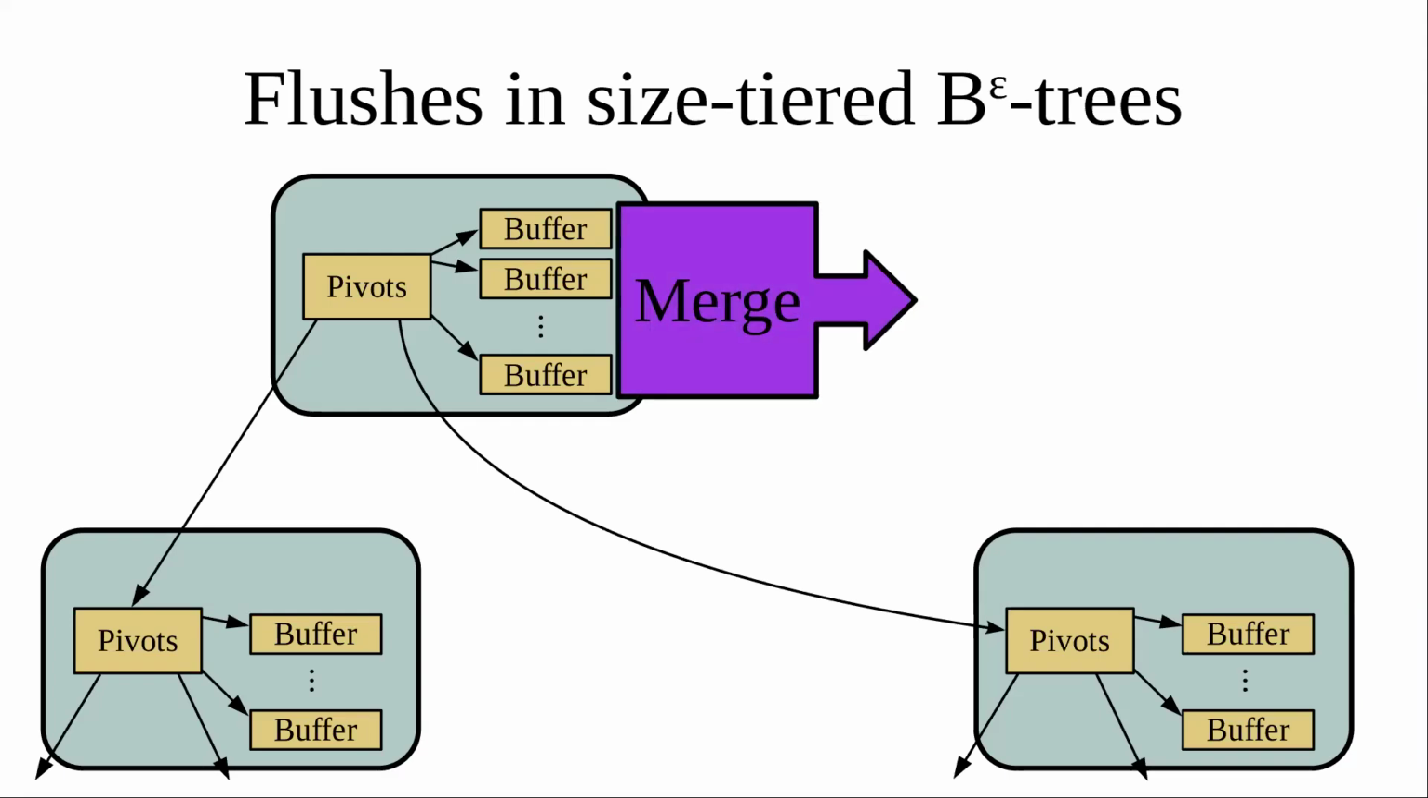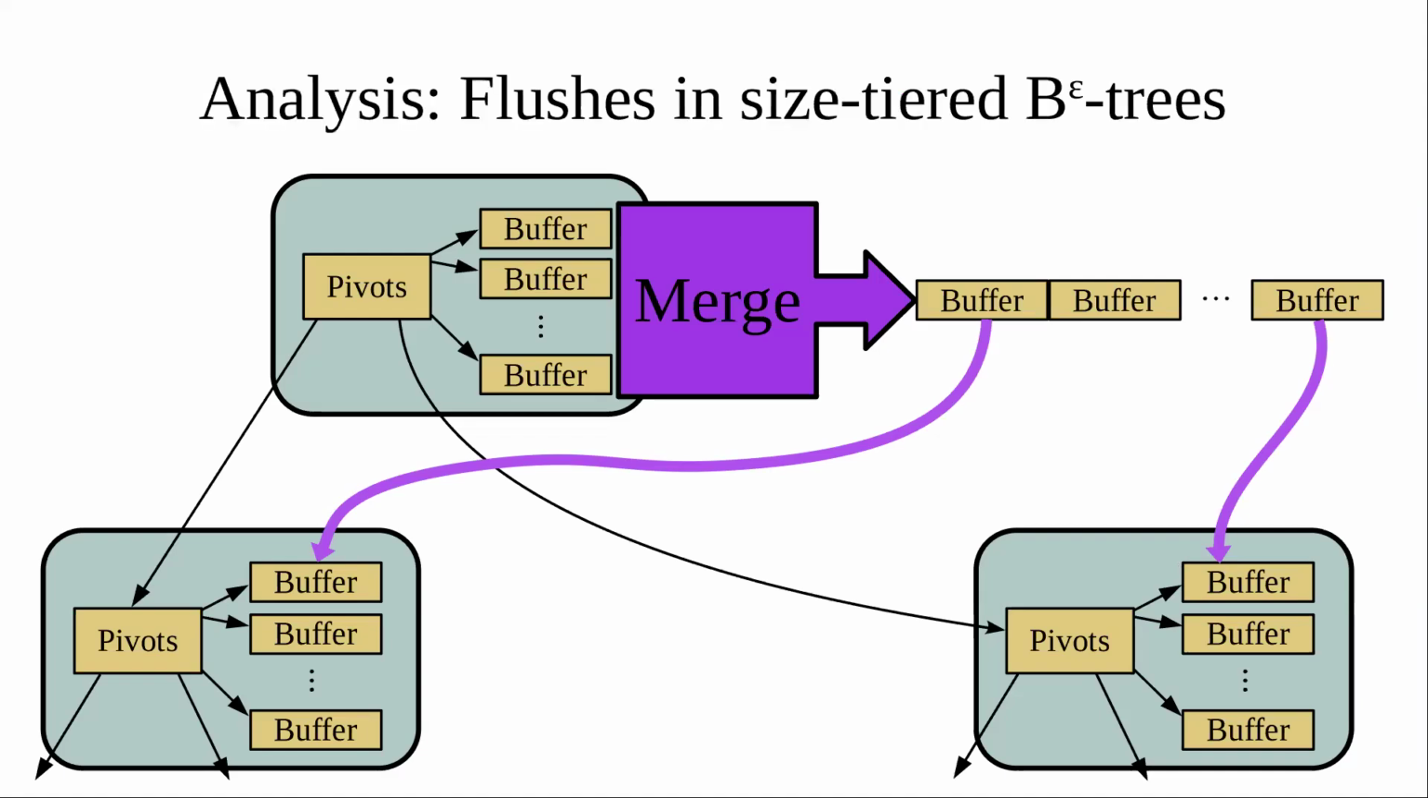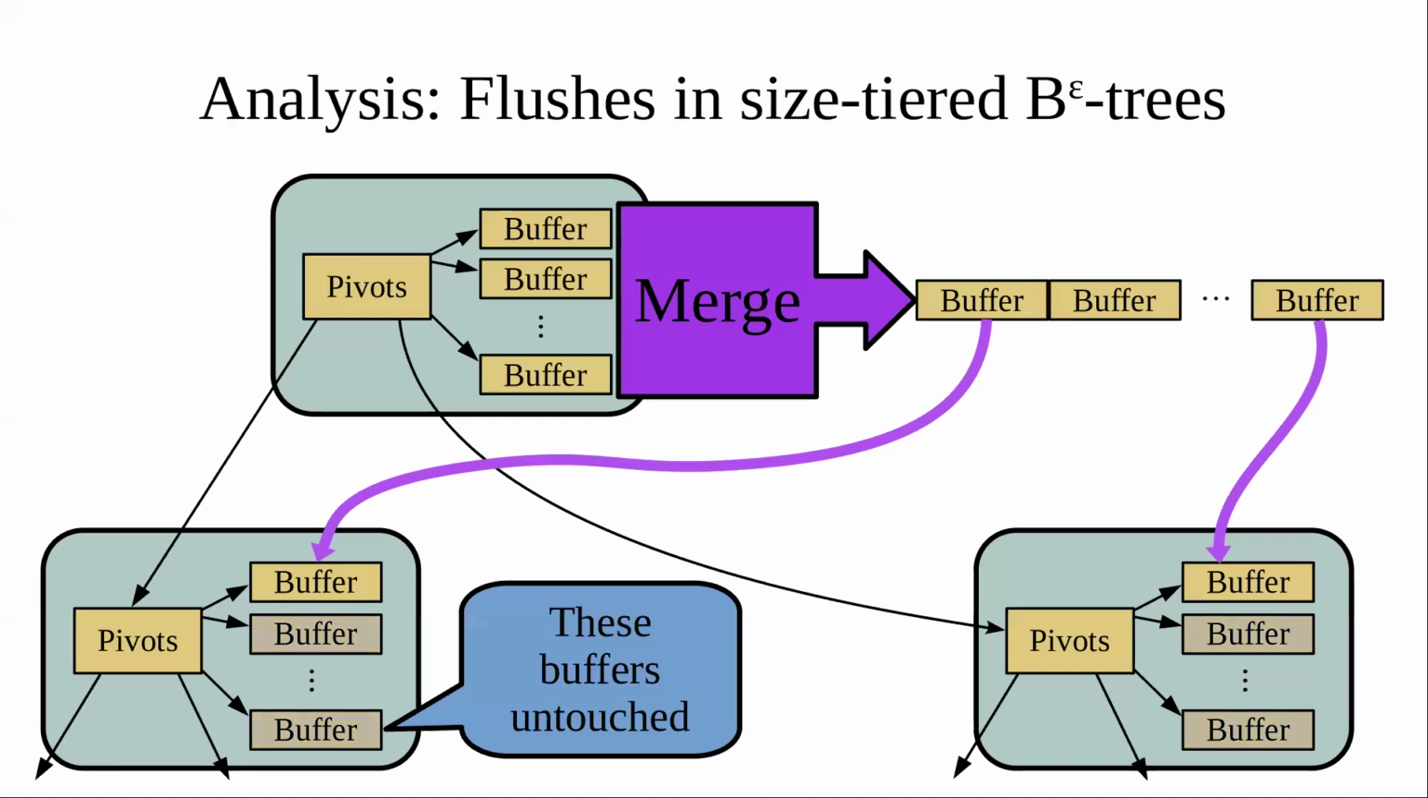The first thing we're going to do is take all these buffers that we want to merge from the parent and sort them into a bunch of output buffers. And then we're just going to attach all those output buffers to their corresponding children. That's a flush. Now, the really important thing to observe is that all the old buffers at the children didn't get touched at all. We didn't have to do any IO to access them during this flush.